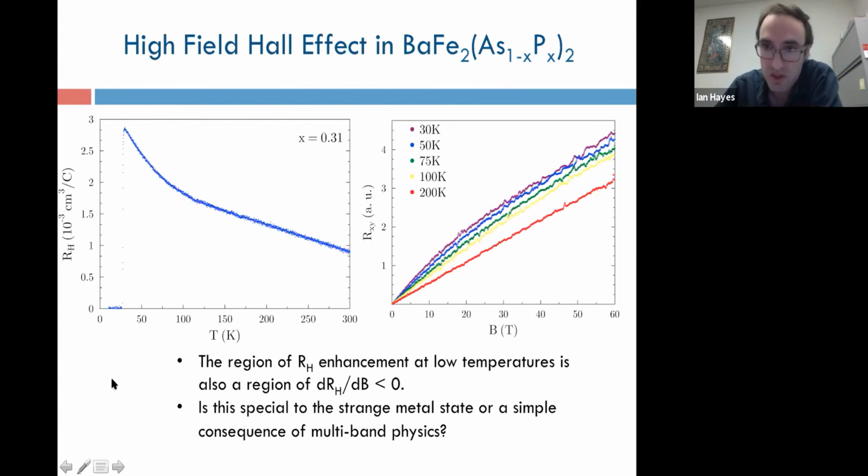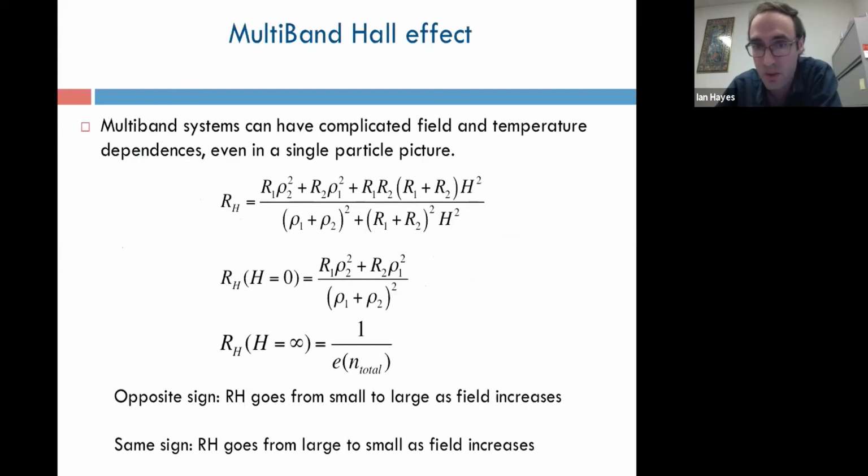But as was mentioned many times in the previous discussion, barium-122 is a multi-band system, and so you can get both temperature changes in RH and changes in RH with field in very simple multi-band physics. So I just want to say a few words now about what one expects for a system like barium-122 based on the simplest multi-band model. If you have multiple bands, the simplest thing to do is add the conductivities in parallel, and it's an Ashcroft-Mermin level problem to just put them together.